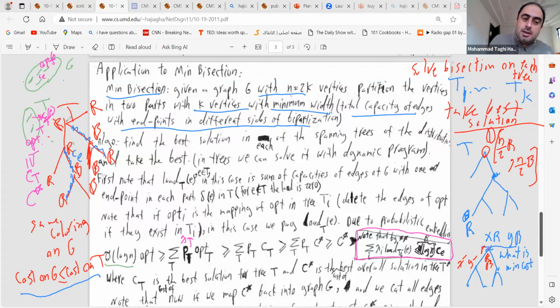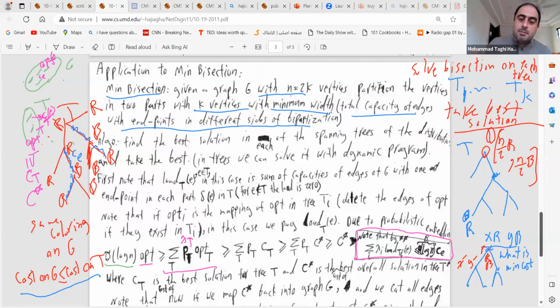Now, what is the corresponding thing? We had that the expected load is less than or equal to log n times c of e. So log n times opt is greater than or equal to this. Why do we have this inequality? This is exactly coming from this expected load that we have here.